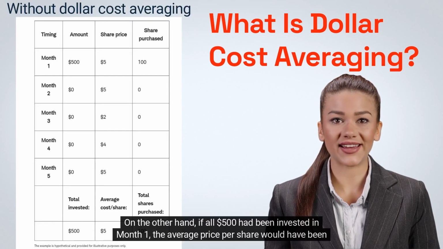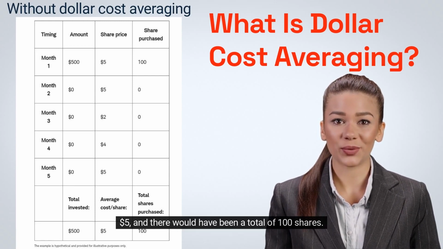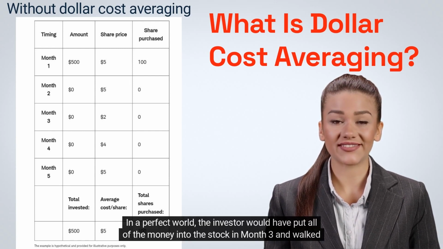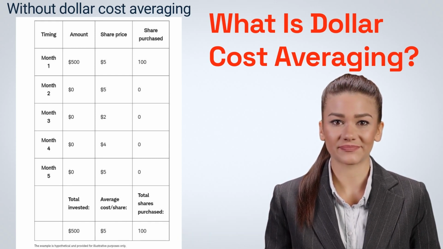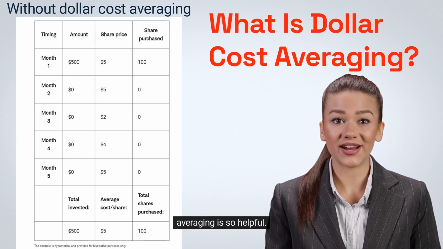On the other hand, if all $500 had been invested in month 1, the average price per share would have been $5, and there would have been a total of 100 shares. In a perfect world, the investor would have put all of the money into the stock in month 3 and walked away with 250 shares. But there was no way to know ahead of time that this was the best time to buy, which is why dollar cost averaging is so helpful.